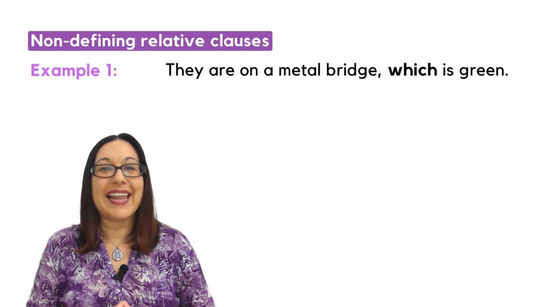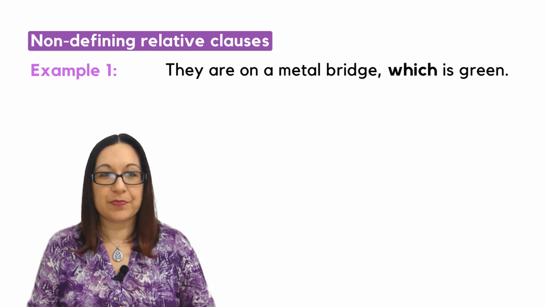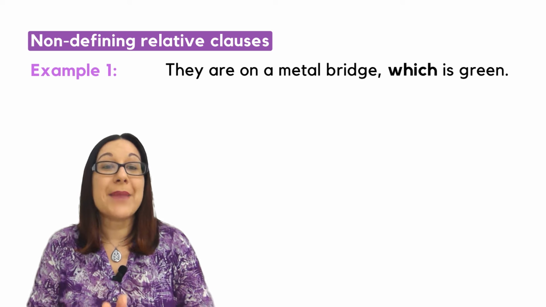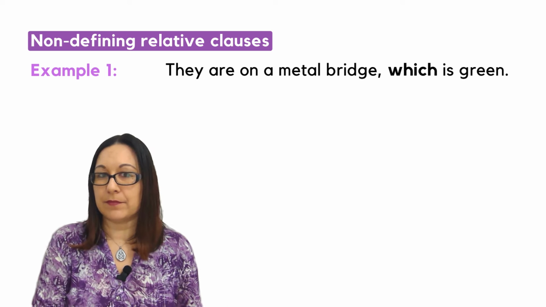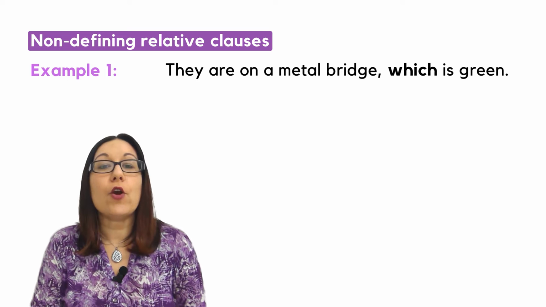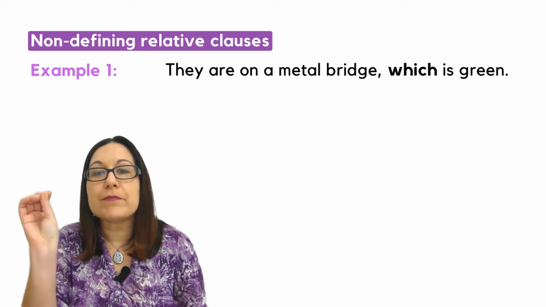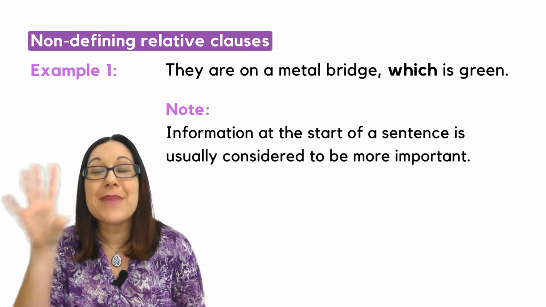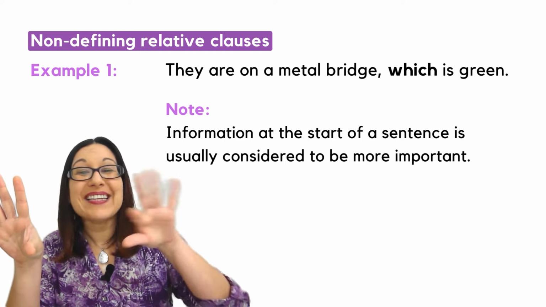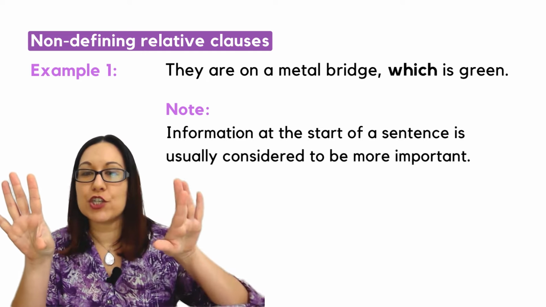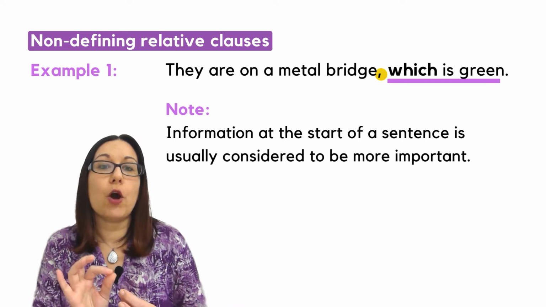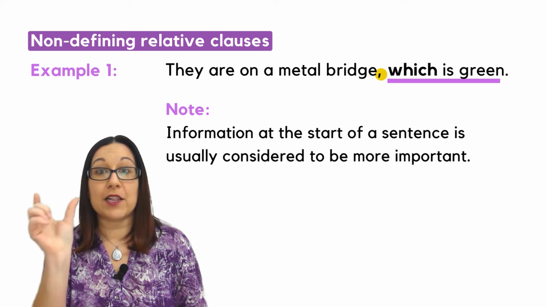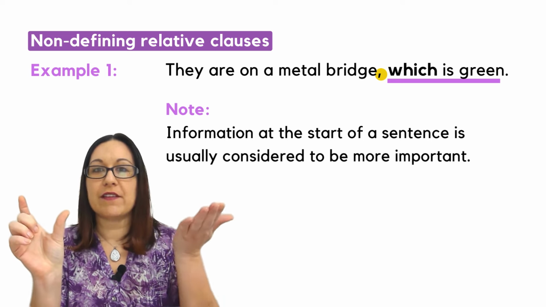So let's take a look at this sentence. They are on a metal bridge, which is green. Now, in this sentence, we are prioritizing the description of the material, metal, and then we're adding the color as that additional information. It's extra information. So we've got a comma. They are on a metal bridge, which is green.